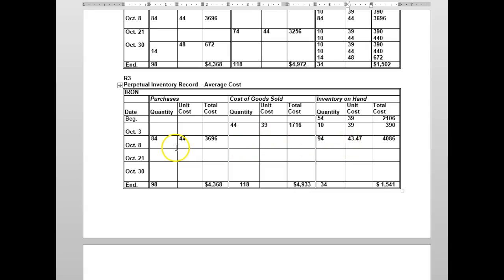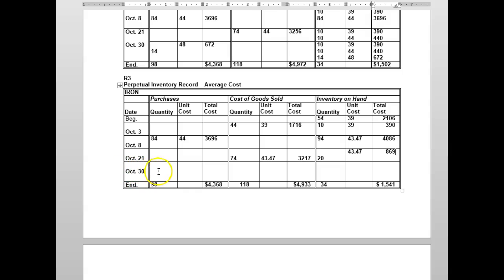On October 21st, I sell 74 of them. What does its cost? It's 43.47. And that amount of the cost is $32.17. Now, how many are left? Well, let's see. I have 20. And the cost each is 43.47. And my inventory is worth $8.69.